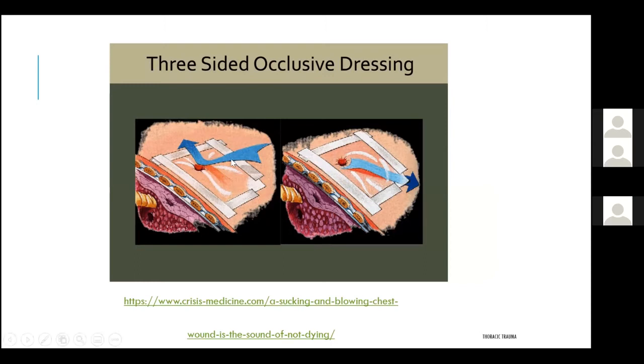Because what we are making is a valve. Okay, we cover three sides and keep one open. This open side lets the air go outside during expiration, and during inspiration it is closed and works as a valve. So my question now: should we apply the three-sided occlusive dressing first, or the chest tube? Same as the question, which comes first, the chicken or the egg? But the answer is clear really for me. Apply the chest tube first, then apply your three-sided occlusive dressing.